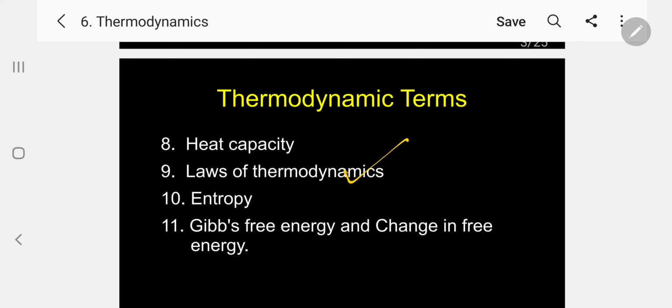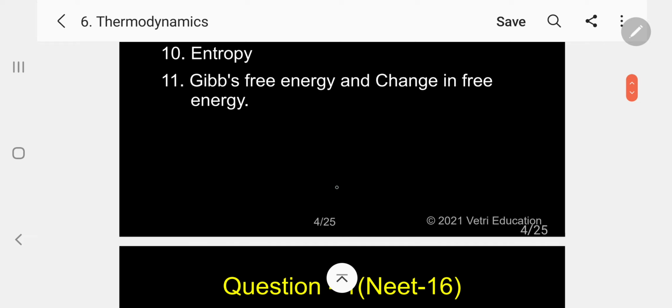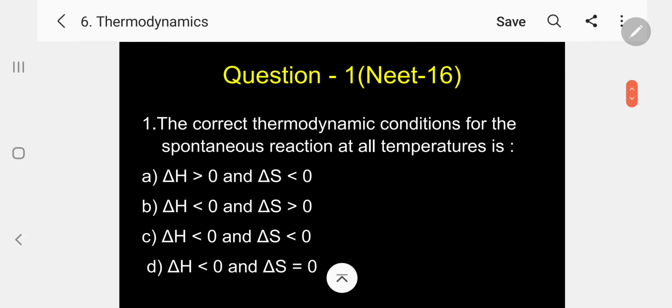Under the first law, thermochemistry is the most important, that is determination of the delta H value. Entropy and entropy change is the most important factor we have to study. And finally, free energy and change in free energy, that is G and delta G. Please follow. You should be thorough with these topics before going for problems. Okay, let me start now with the first question asked in thermodynamics.